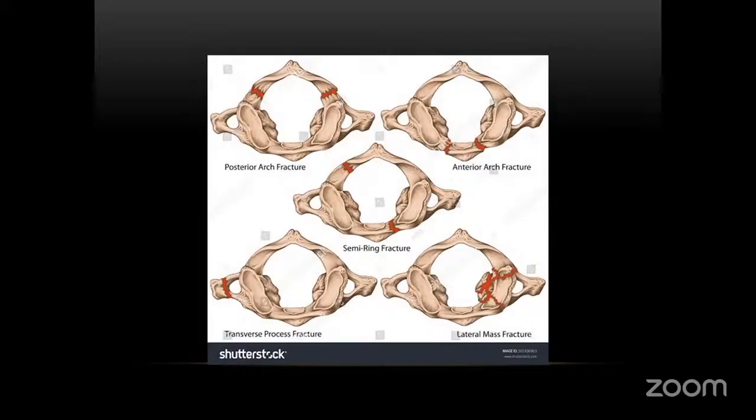When we see C1, C2 fusion, you can apply the same technique with all the patients. The application will be the same in the trauma, in the tumor, in the craniovertebral junction, but the indication is different. Okay, so what do you see here, anyone?